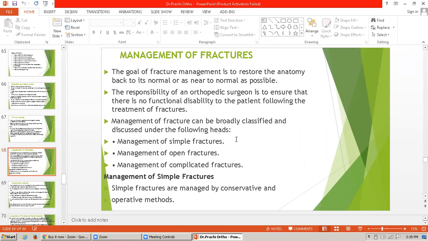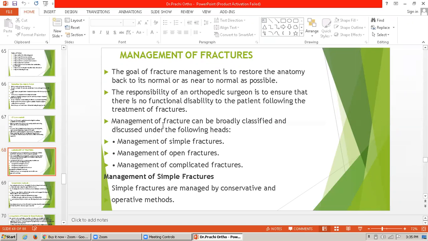Next is the management of the fractures. The goal of fracture management is to restore the anatomy back to normal or as near to normal as possible. The responsibility of the orthopedic surgeon is to ensure that there is no functional disability to the patient following the treatment of the fracture.